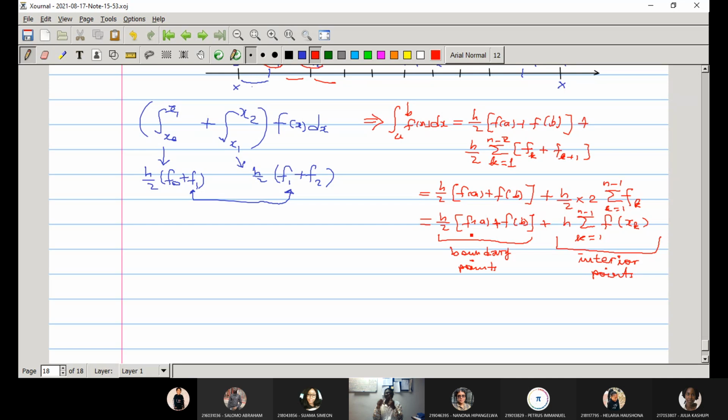And they will be added twice. So that factor of 2 will cancel out with the denominator of h by 2. So that's why we can group this way. And this is easier to remember. Group boundary point with a factor of h by 2 and interior point with a factor of h. Okay, that's clear now. Good.